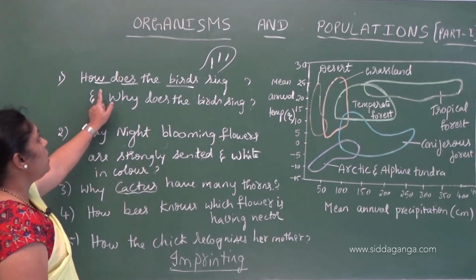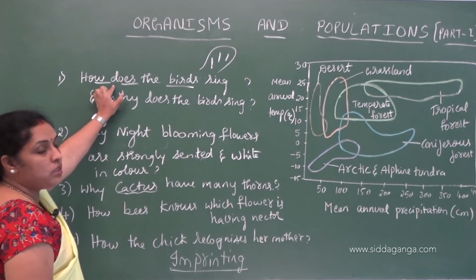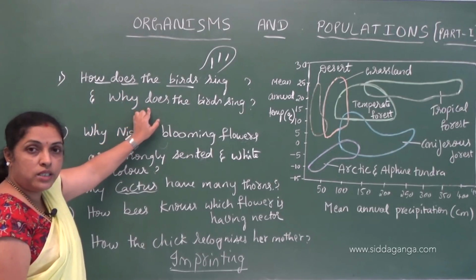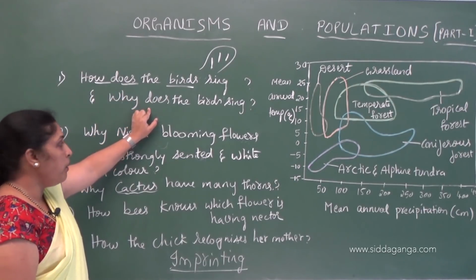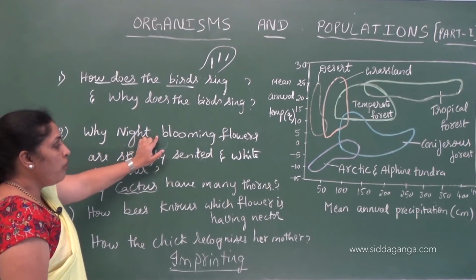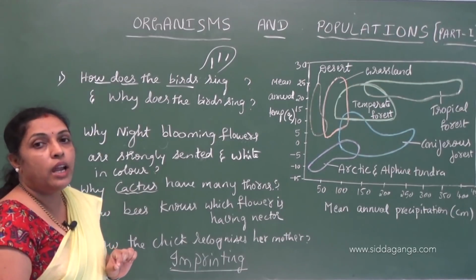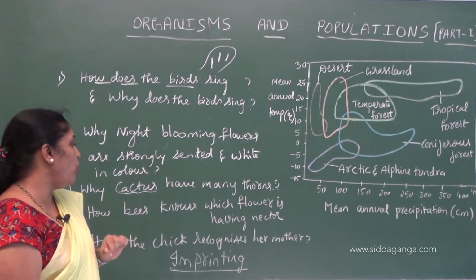Understood? So how does the bird sing? With the help of a vibrating bone and voice box. Why does the bird sing? To communicate with their mates. And night blooming flowers are strongly scented and white to attract night flying insects, mainly for pollination.